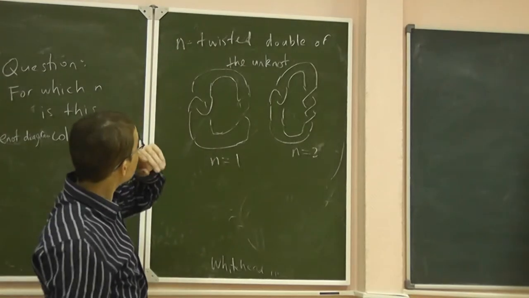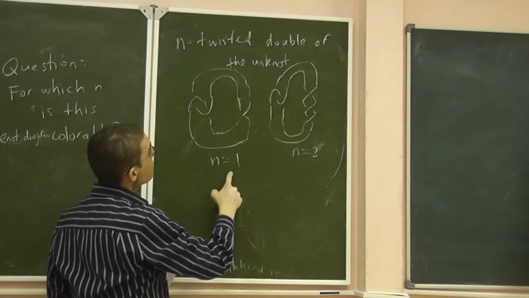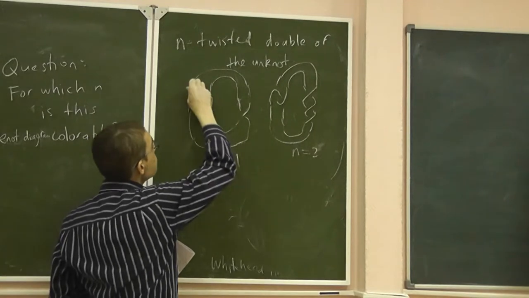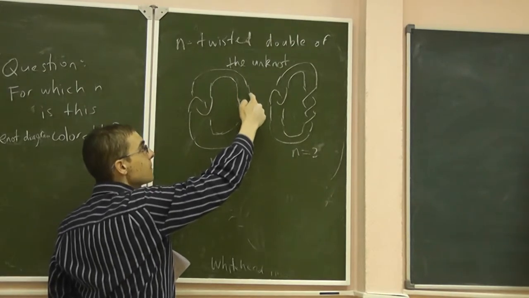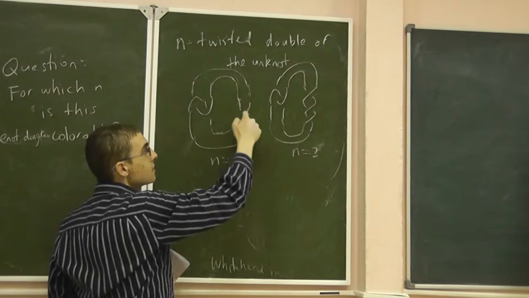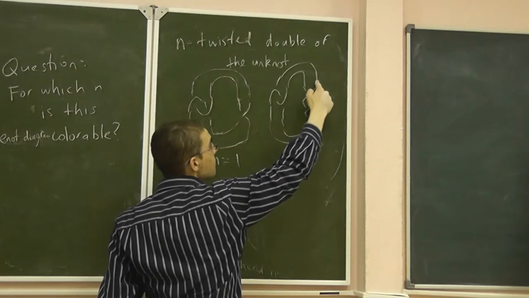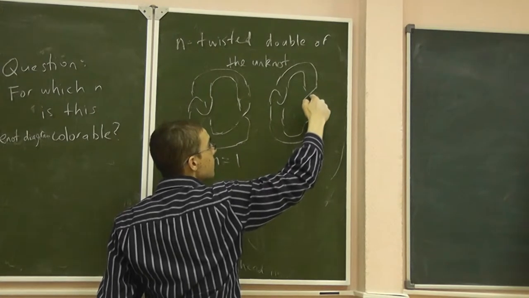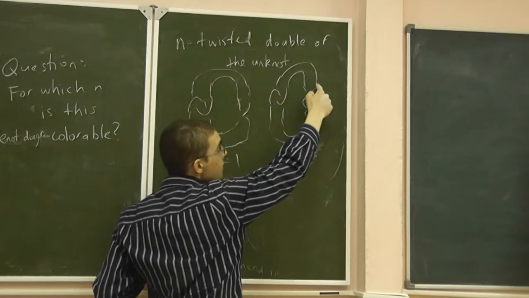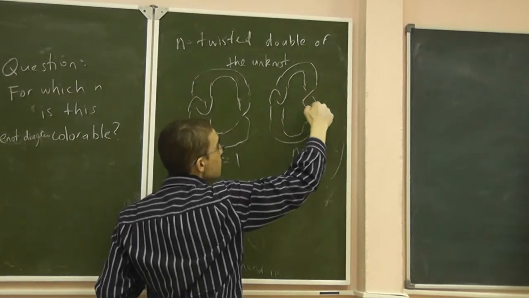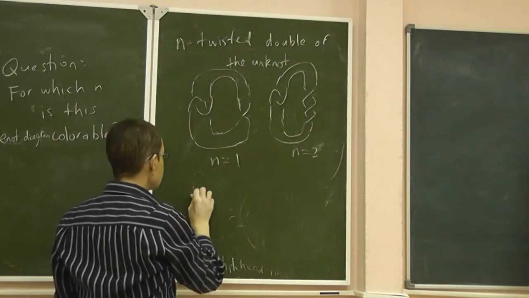And this one is called the n-twisted double of the unknot. Let me explain the numbering here. The left hand side looks the same. But if I put my finger on the top right, then I cross over this other strand once. If I put my finger on the top right here, I go over the other strand once, twice. Start here, to get to here, I cross over the other strand twice. So again, for which n is it colorable?